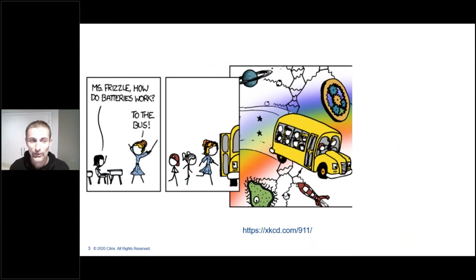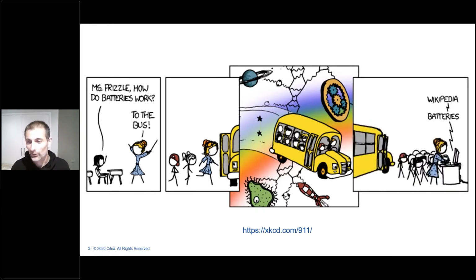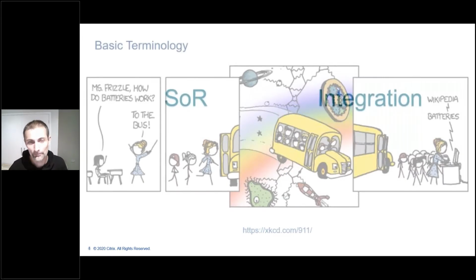Now, I will say I feel a little bit like Ms. Frizzle here because she's got a class and the kids say, how do batteries work? And they go to the bus, they travel through the rainbows and the planets, and it's all great. I love XKCD, so credit to the author there. And they get off the bus, and what does she do? Well, she Googles Wikipedia, right? And I feel a little bit like that in the sense that some things I'm going to tell you are pretty obvious, really, but that's good. It means that they should be pretty intuitive. But stick with me because there are some things in here that I think are perhaps less obvious.